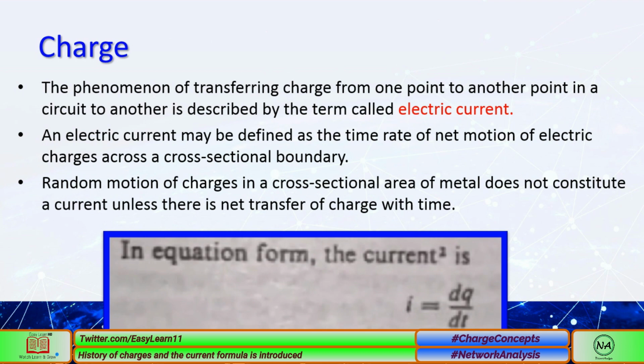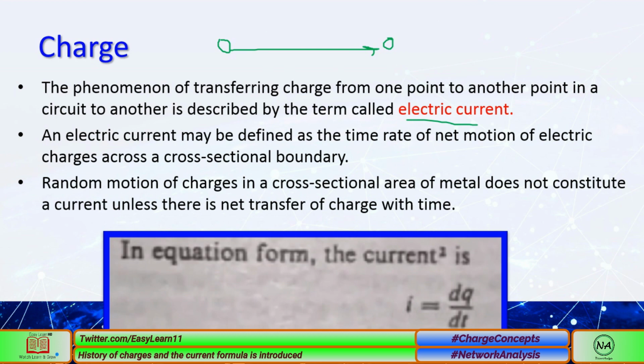The phenomenon of transferring charge from one point to another point in a circuit, or to another circuit, is described by the term called electric current. So this is the time we are going to define the electric current. What is the electric current? Whenever we transfer charge from one point to another point, this means the flow of charges. Simply, it is called the current.